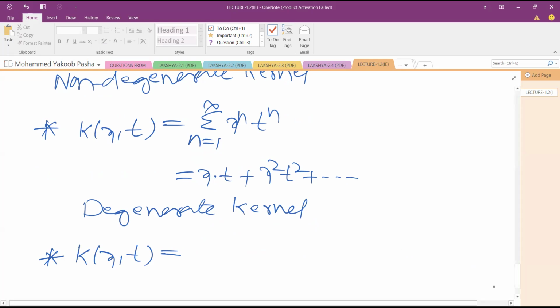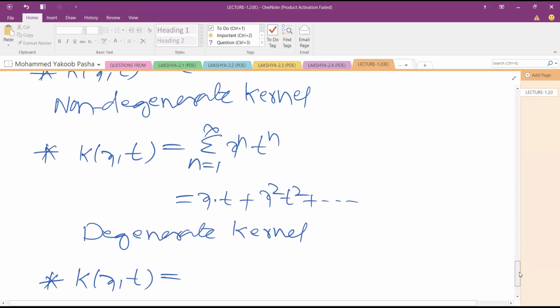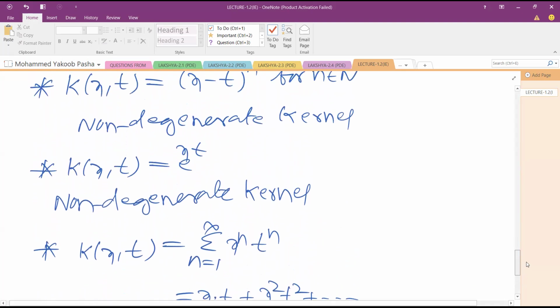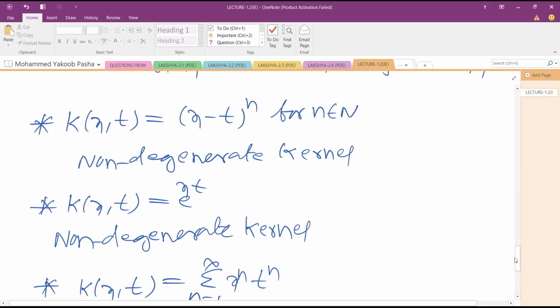k of x comma t is equal to x minus t whole power n. That is the binomial expansion. In the middle terms we get the product of x and t terms. Only the first term is x power n.